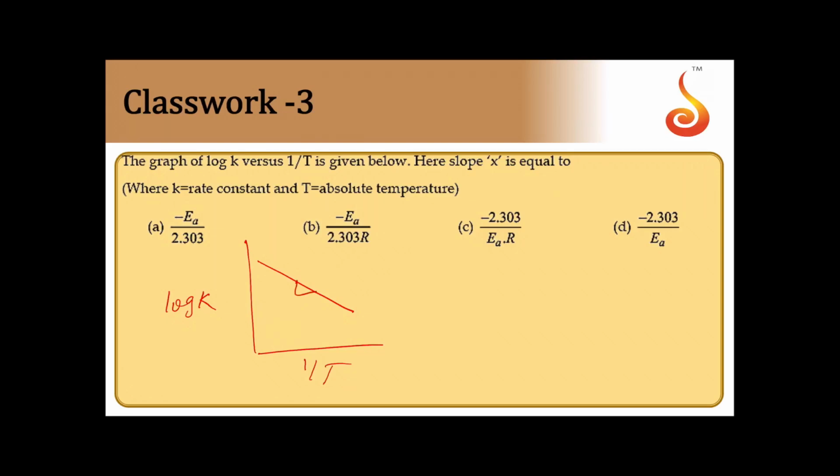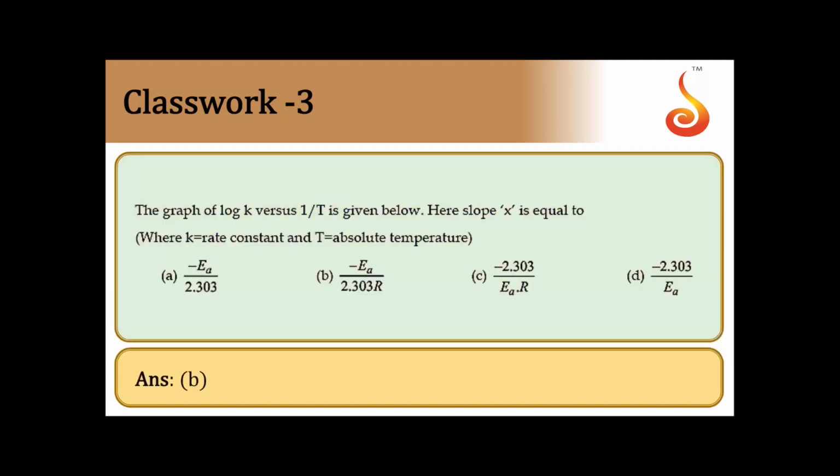So we have a negative slope, and the slope is equal to minus Ea by 2.303 R. This actually comes from the equation k is equal to A into e to the power of minus Ea by RT, the Arrhenius equation. Take the logarithmic form of the Arrhenius equation and plot the graph between log k and 1 by T. Slope is equal to minus Ea by 2.303 R. So the answer is option B.